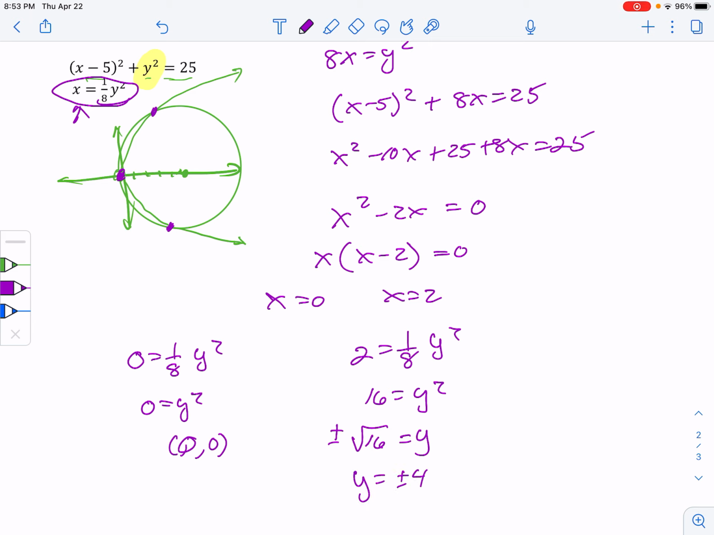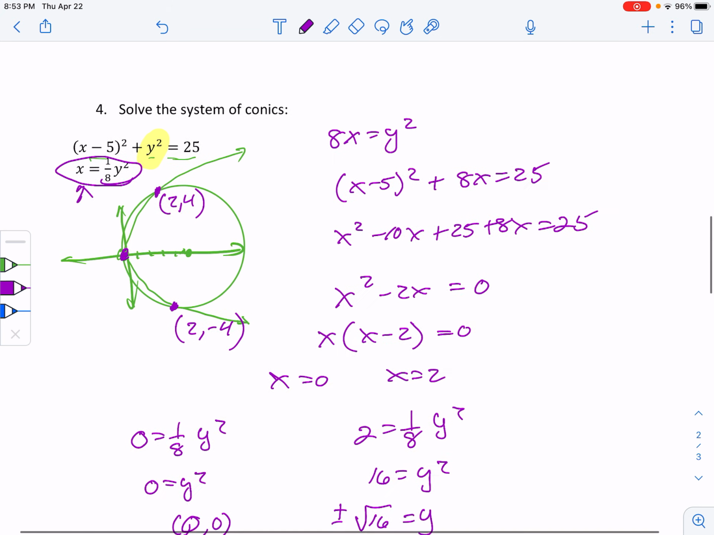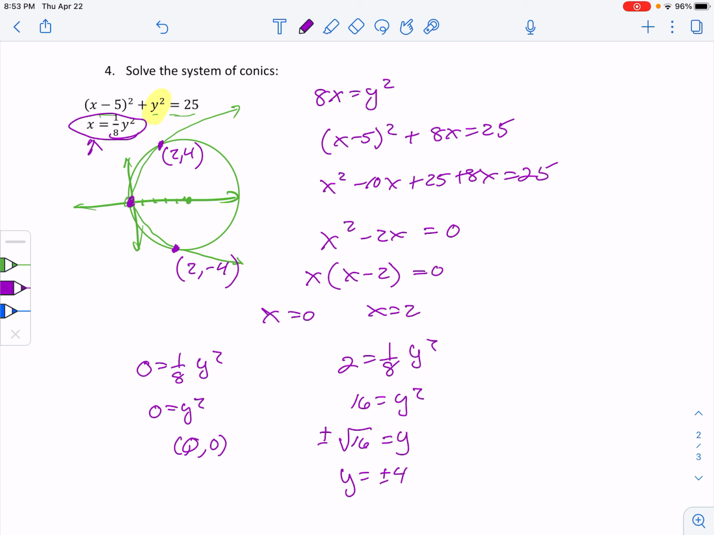So 0, 0 is this point. This one is 2, negative 4. And this point is 2, positive 4. So those are all the intersections. And that's what they asked you to do, is solve the system of equations. What xy coordinates will make both equations true. Okay, that's all there is. Practice, practice, practice, y'all. Next class we review, and then we take a quiz.